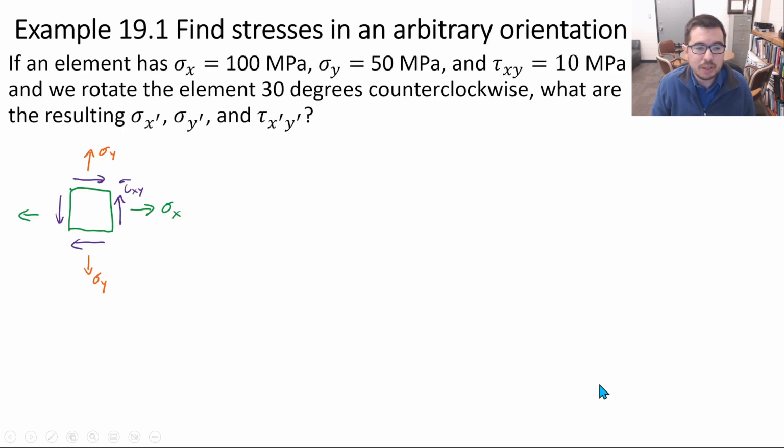All right. But hopefully with the number of examples that we've packed into this session, it will not be too difficult to use Mohr's circle. So now we say, here's an element: 100 megapascals for sigma x, 50 megapascals for sigma y, tau xy is equal to 10 megapascals, and we rotate the element 30 degrees counterclockwise. What are the resulting sigma x prime, sigma y prime, and tau x prime y prime?